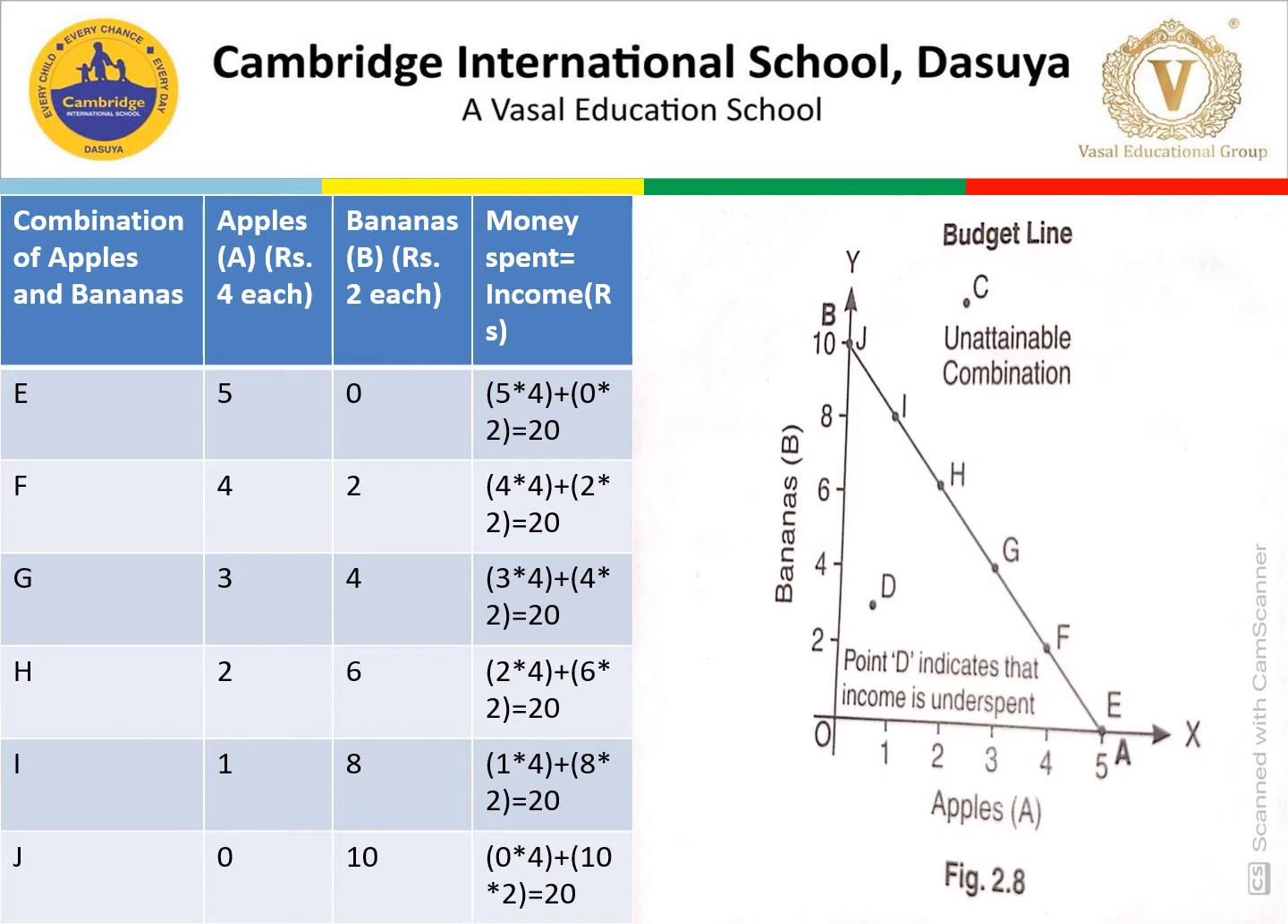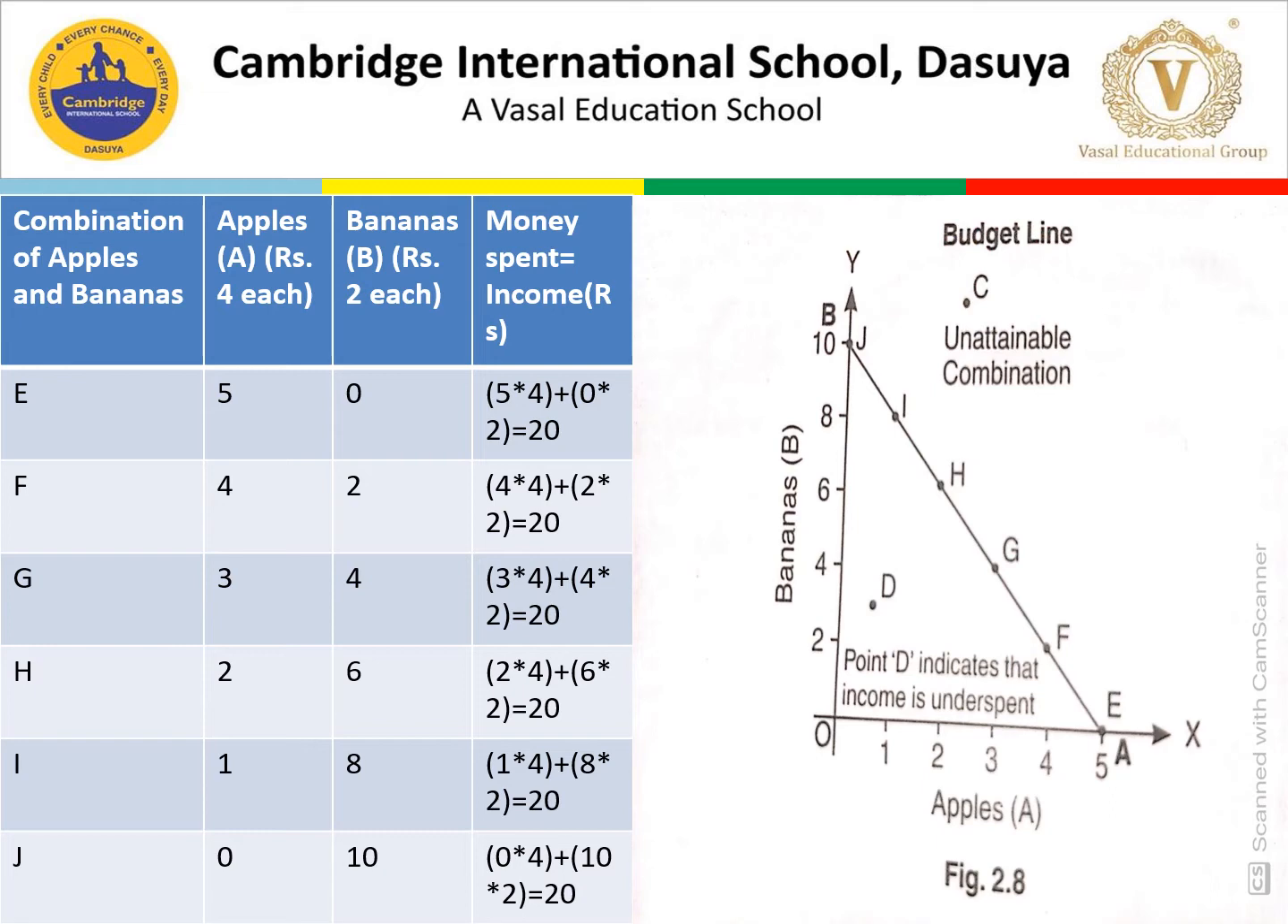The combinations J, I, H, G, F, E are represented as A and B. So AB is your budget line, and the points beyond your budget line are always called unattainable combinations. The point inside the budget line on the graph is called income underspent. That means the person has more income but has not spent it fully, so he is not getting the full satisfaction after spending his money. So this is the budget line in detail with the help of your schedule and your graph.